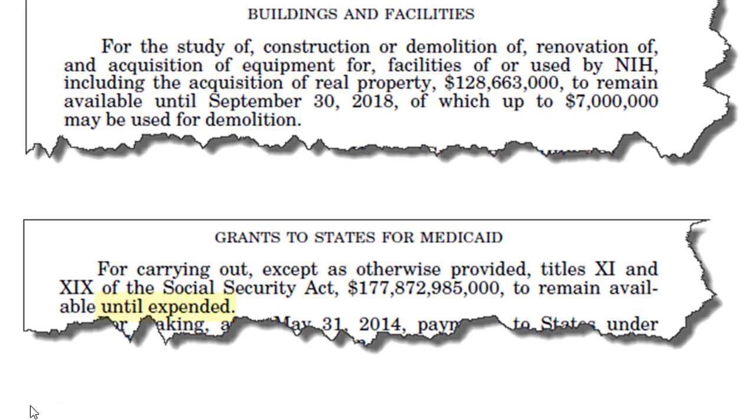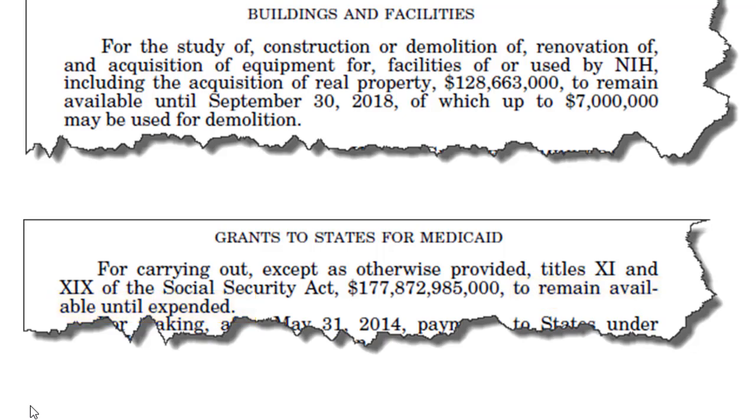Some appropriations are available until expended. This means there's no time limit on spending the funds. These types of accounts are referred to as no-year or X accounts, and this is an example of a no-year account. Note the "remain available until expended" language, which signifies a no-year account.